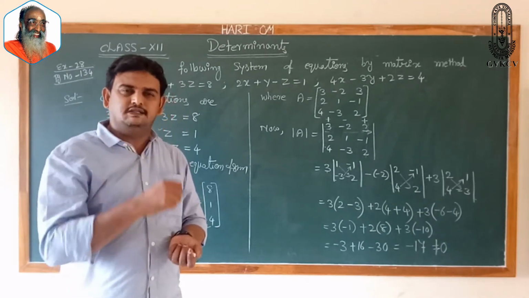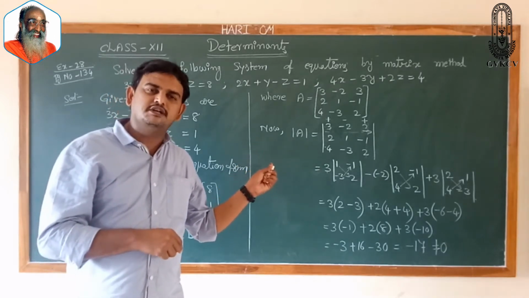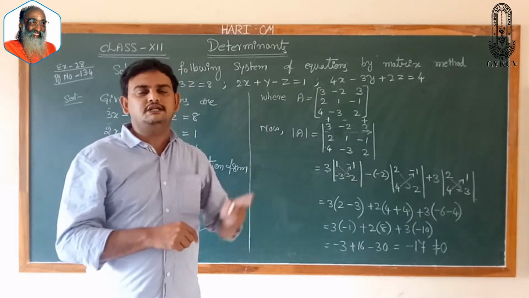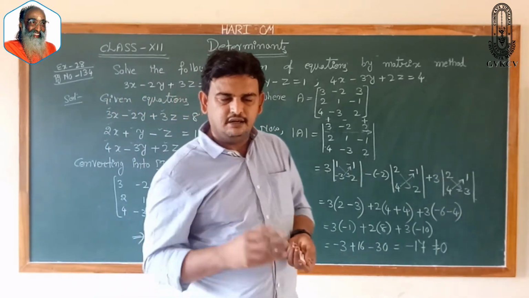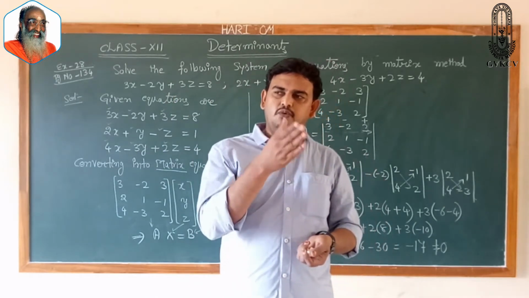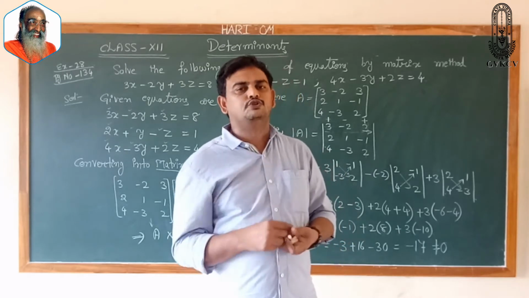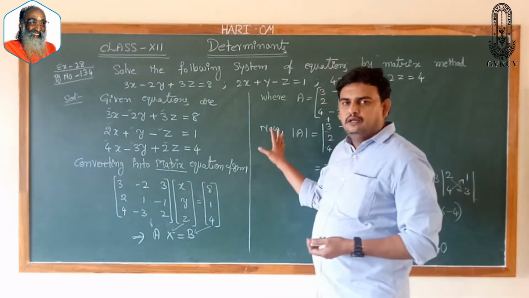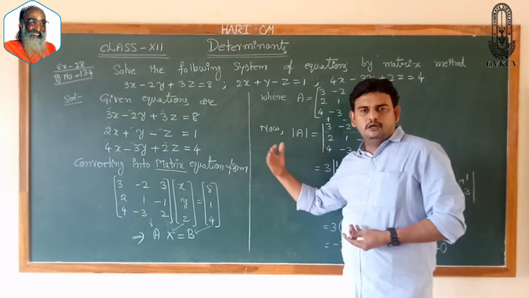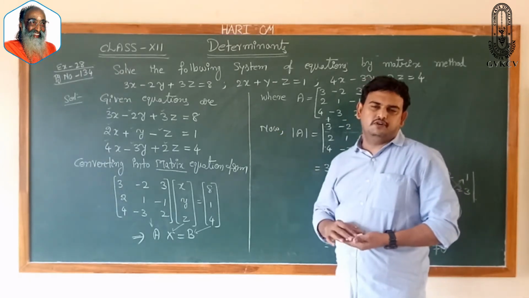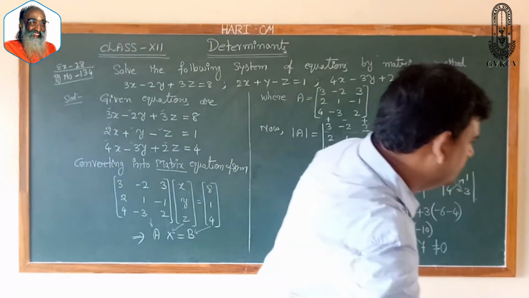A inverse exists. When A inverse exists, we can say these equations are consistent equations. As we know, consistent is where we have a solution, inconsistent is where we don't have a solution. Now here the system of equations is consistent. Now we can find the solution for the system of equations. Now how to find it? Now let us see here.